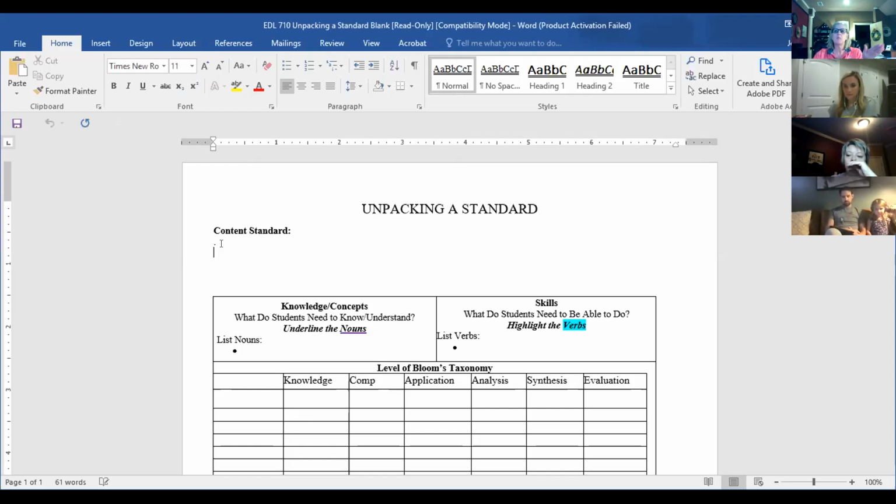So it's just pretty simple. Students will be able to add two-digit numbers. So what are my nouns? Students, numbers, right? Students will be able to add. What am I asking them to do? I'm asking them to add.